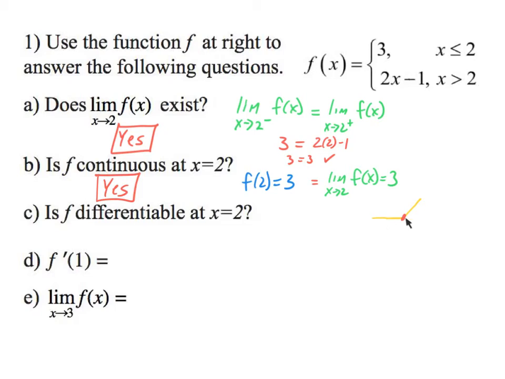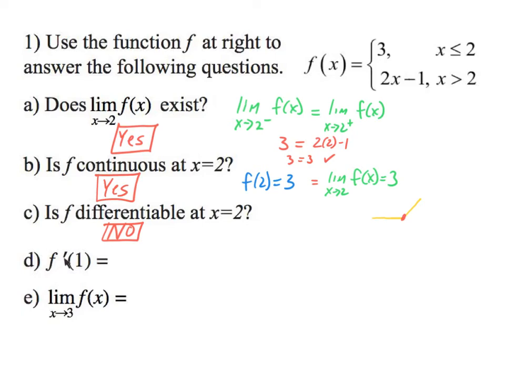No, because the slope here is 0, and the slope here is 2. Remember, the slope of this is 0. It's flat. The slope here is 2. So those are not equivalent, so it's not differentiable. So the answer here would be no. It is not differentiable because the slopes on each side are not the same. We have this sharp edge, which is a non-differentiable spot.